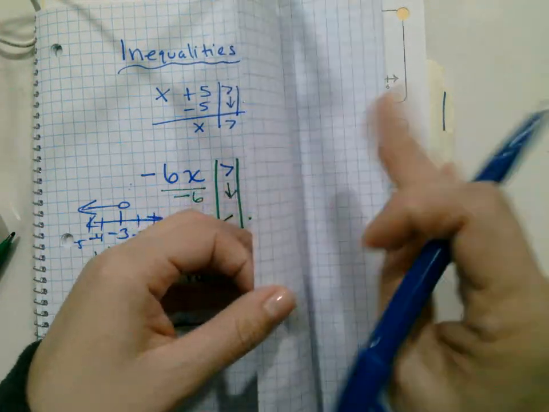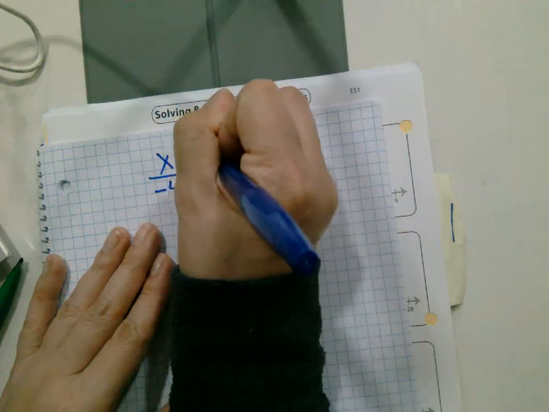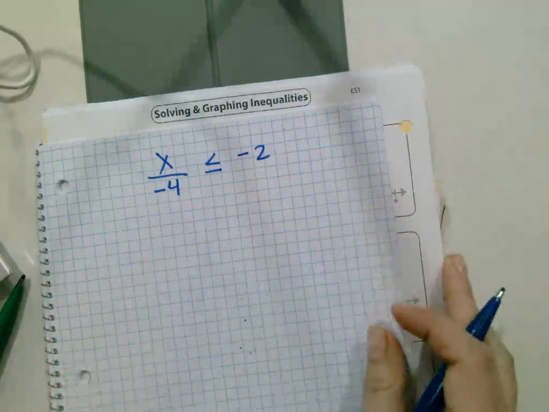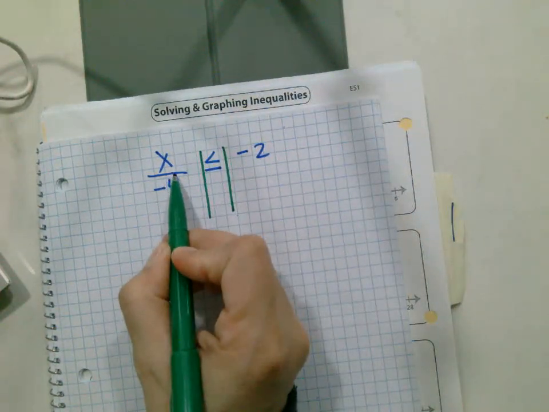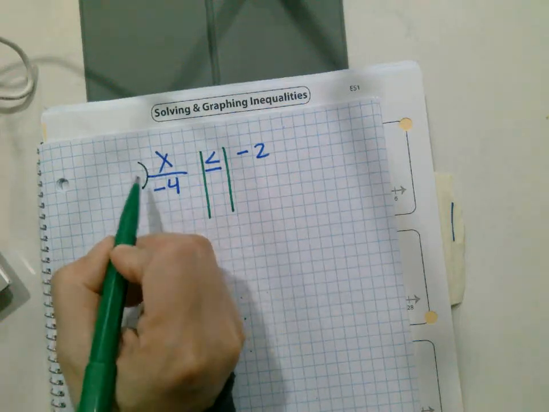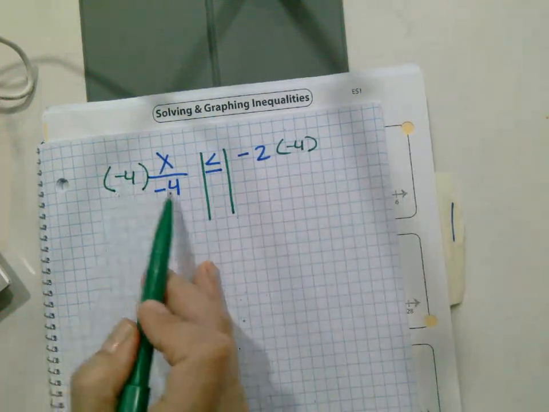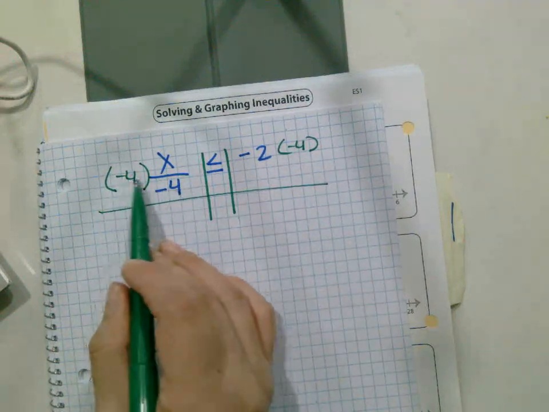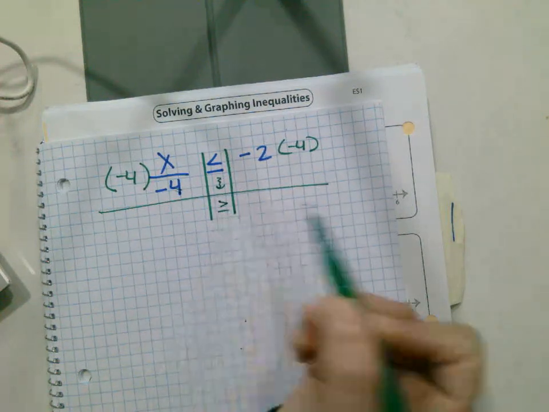So let's do some more examples here. If it was x over negative 4 is less than or equal to, let's say, negative 2. All right, so we're going to draw our bars here. This is a division sign right here, so the opposite is to multiply. We're going to multiply by negative 4 on both sides. You see how we're multiplying by negative 4? Because you multiply by a negative 4, you are going to switch this inequality to greater than or equal to.